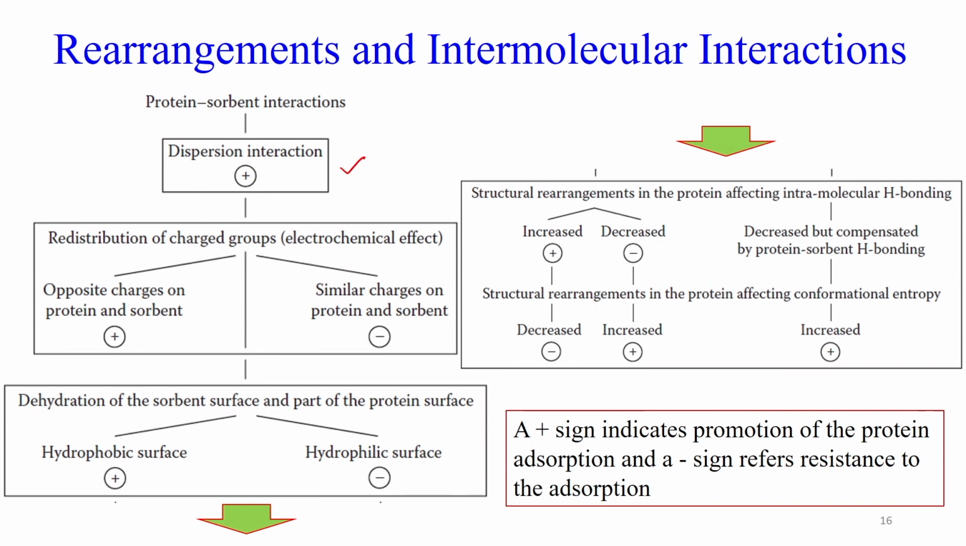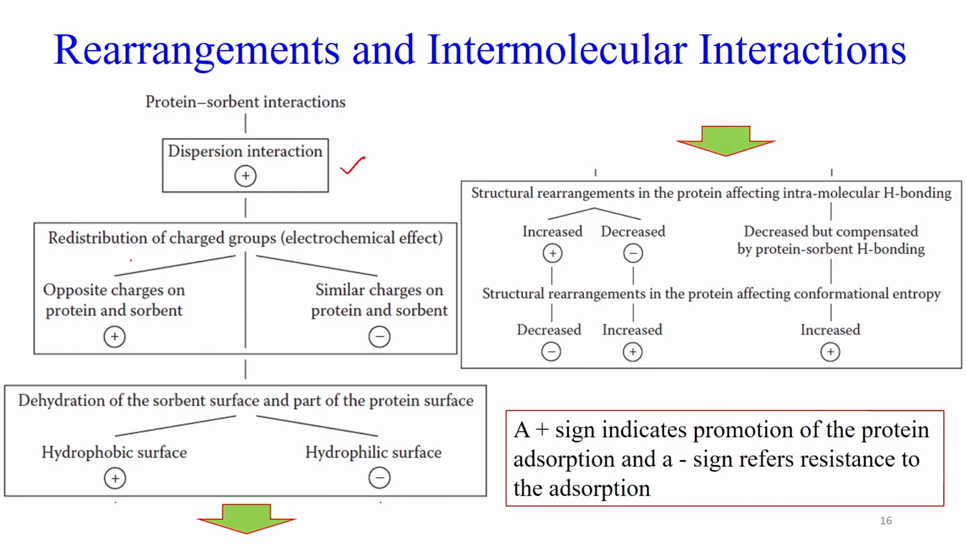Now, once it comes near the surface, depending on the charged groups of the surface and the protein, the second will be the electrostatic interactions. If they have opposite charge, it will favor the adsorption. If they have the same negative charge, they will repel each other. So, the first step is van der Waals, then electrostatic interactions.